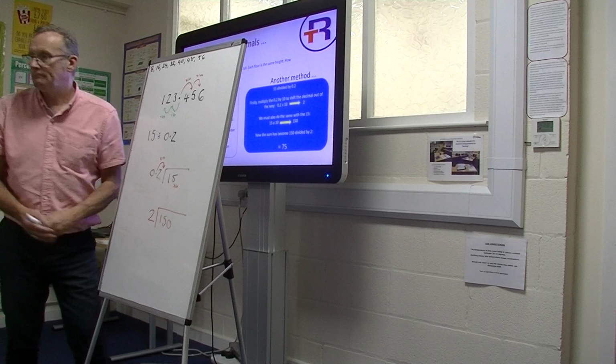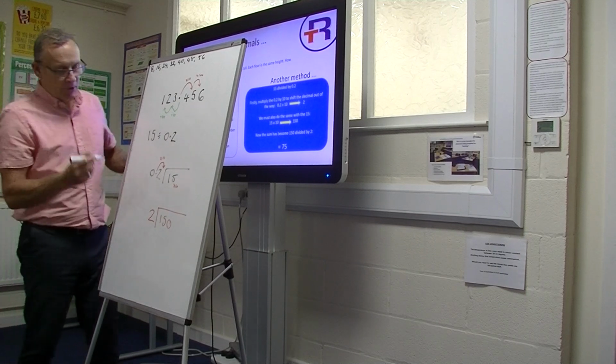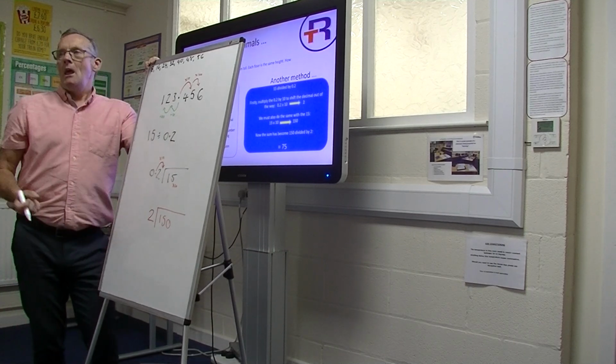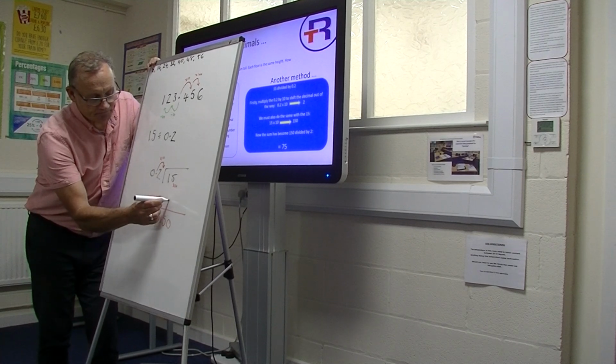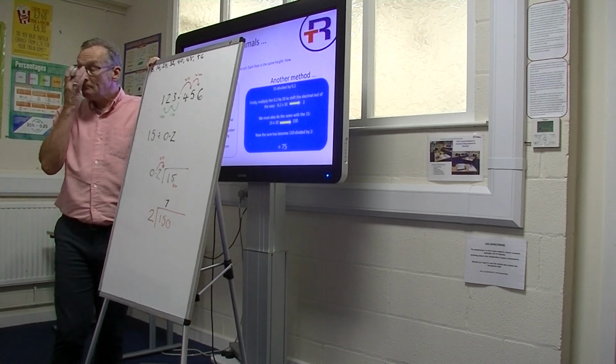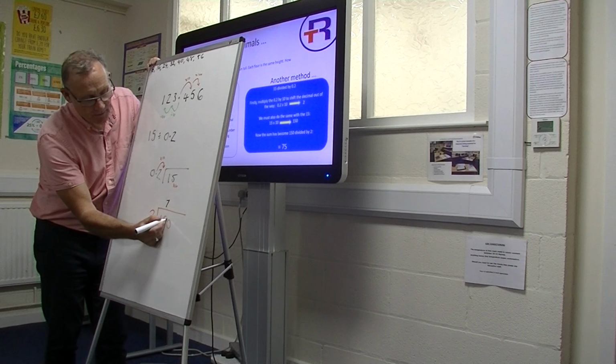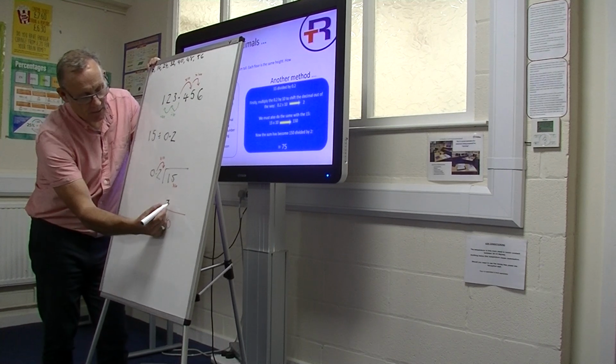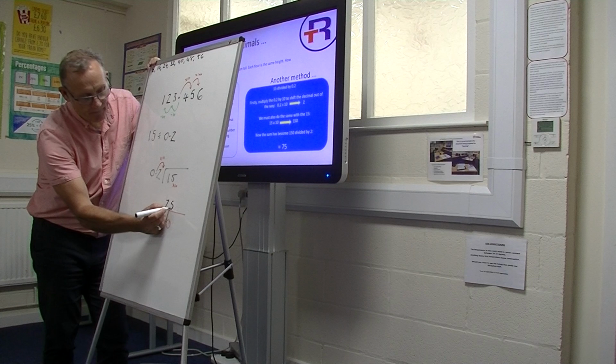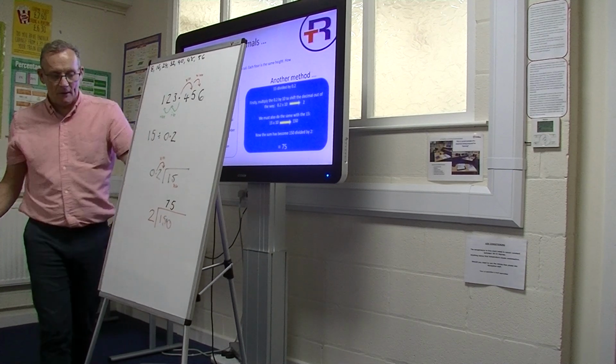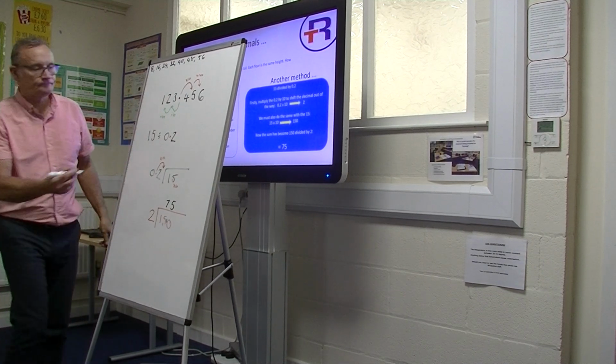2 into 1 doesn't go. 2 into 15, 7 times, which is 14. 1 left over, put it there. 2 into 10 goes 5 times. And there's the answer, 75.